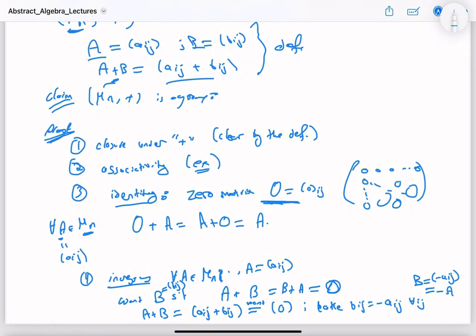And this is what you would think of, right? To cancel the matrix A and get a zero matrix, you add negative A to it, right? So this completes the proof that this is actually a group.